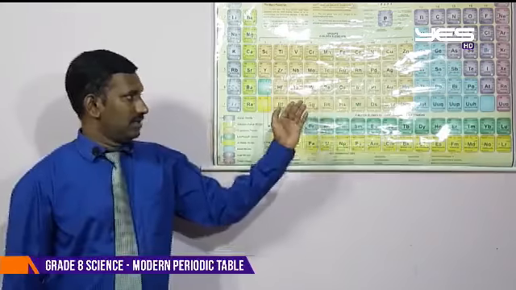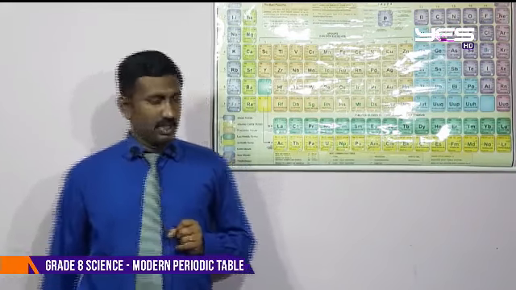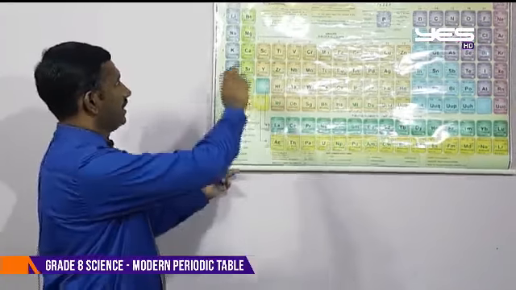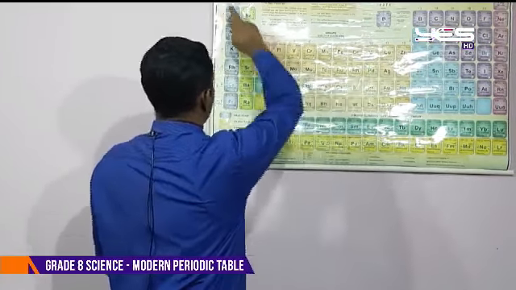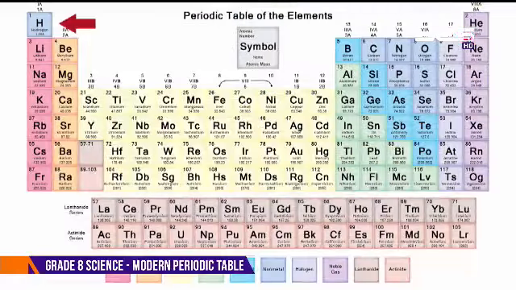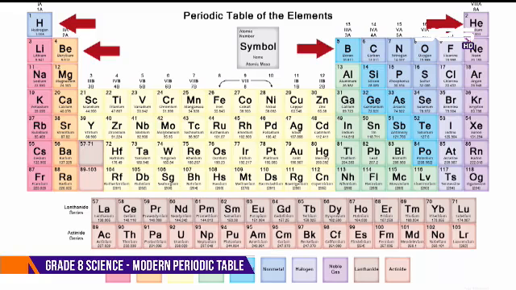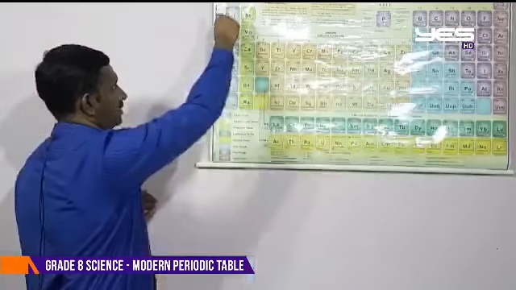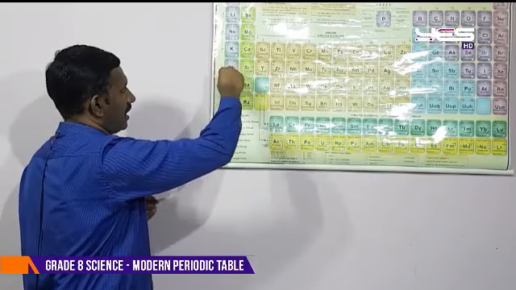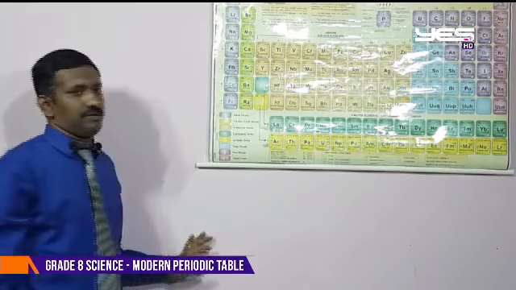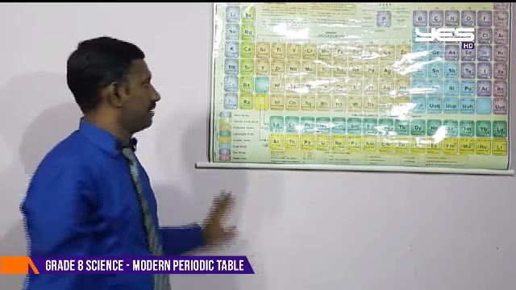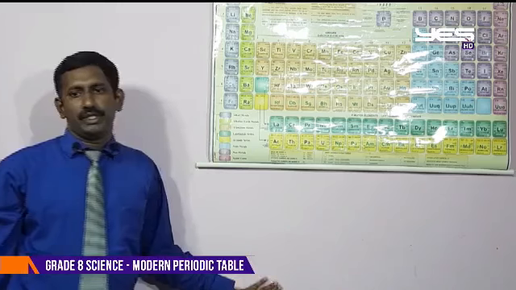Okay, so check this modern periodic table. In the modern periodic table you can see horizontal rows. These are the horizontal rows. Hydrogen and helium comes in first row, then lithium, beryllium, boron, carbon, nitrogen, oxygen, fluorine, neon. These elements come in second row. Like that we can check how many rows are there. 1, 2, 3, 4, 5, 6, 7. There are 7 rows. In the modern periodic table there are 7 rows, and how many columns are there?